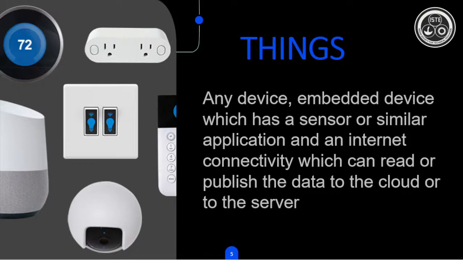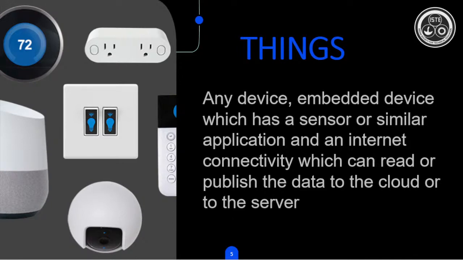Things is nothing but a device. To be more specific, it should be called an embedded device. Device is just a generic term. So this thing should be called an embedded device. Why should it be called an embedded device? Because this device is made for a particular purpose.